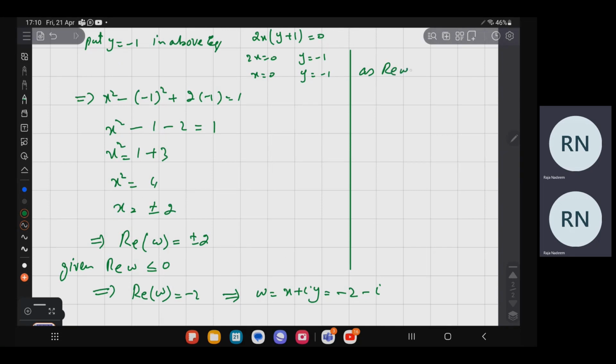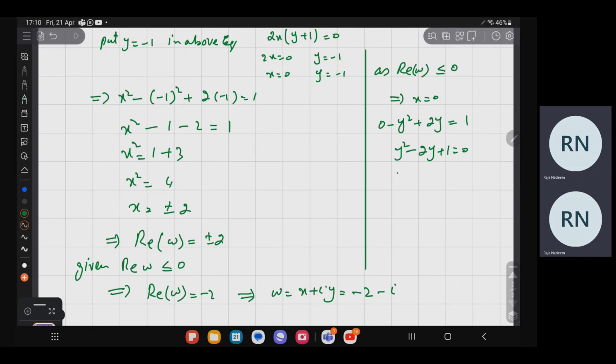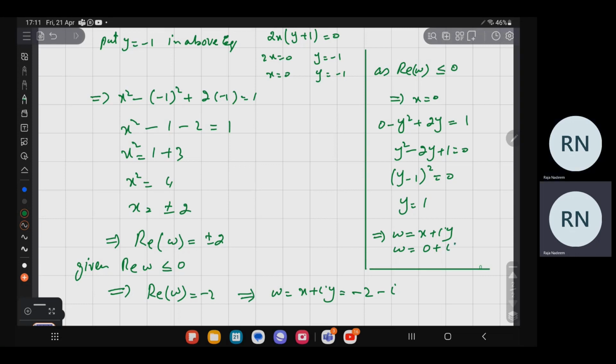As the real part of w is less than 0, x equal to 0 will not be used. When you put x equal to 0 into the equation, it is 0 minus y squared plus 2y, which is equal to 1, and this implies that w is equal to x plus iy. By substituting the values of x and y, we get the values. Okay, so our final answer would be these two values, this one and this one.